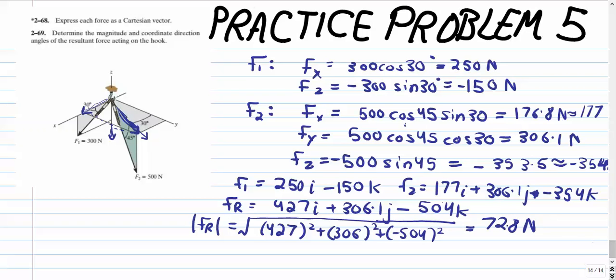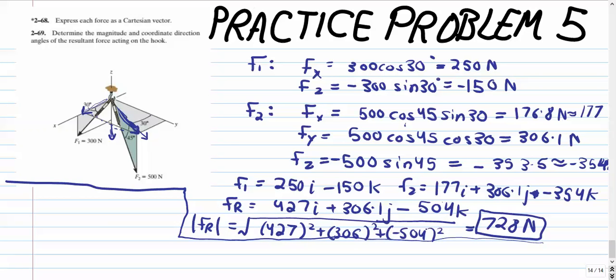Now that we have the magnitude of our resultant force, we need to find the three coordinate angles. And in order to do that, we will use the formula that we have used in previous videos to find coordinate angles of different forces. And that formula is cos of an angle, say from the x-axis, is equal to the component of the force along the x-axis divided by the magnitude of the resultant force.